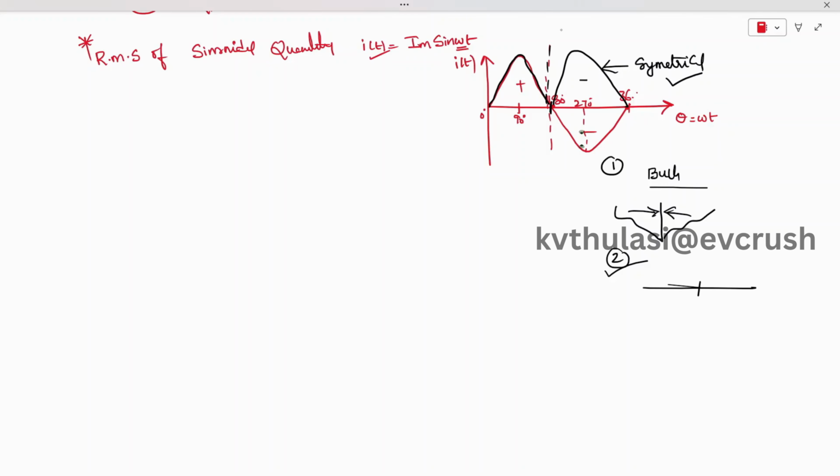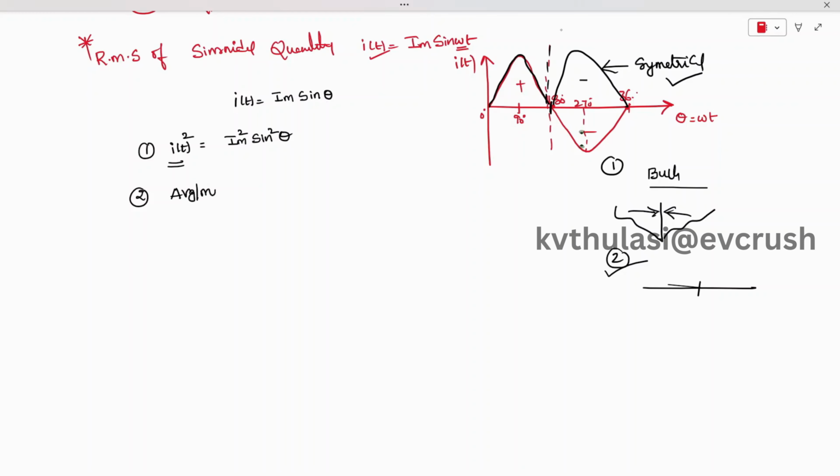Therefore, i of t is given by the formula Im sine omega t, and you can further simplify it: i of t is equal to Im sine theta. The first step is to square that value, which is i squared, equal to Im squared sine squared theta. Okay, so for this current, let us find out the average value or the mean value.